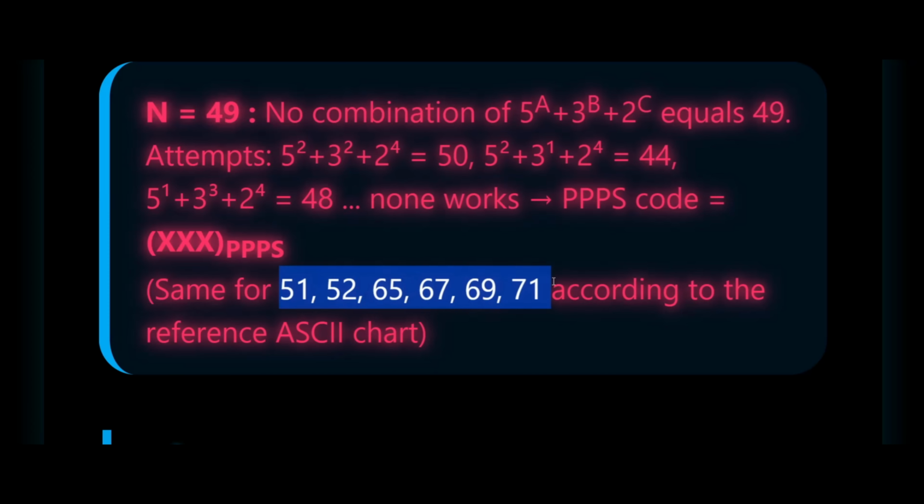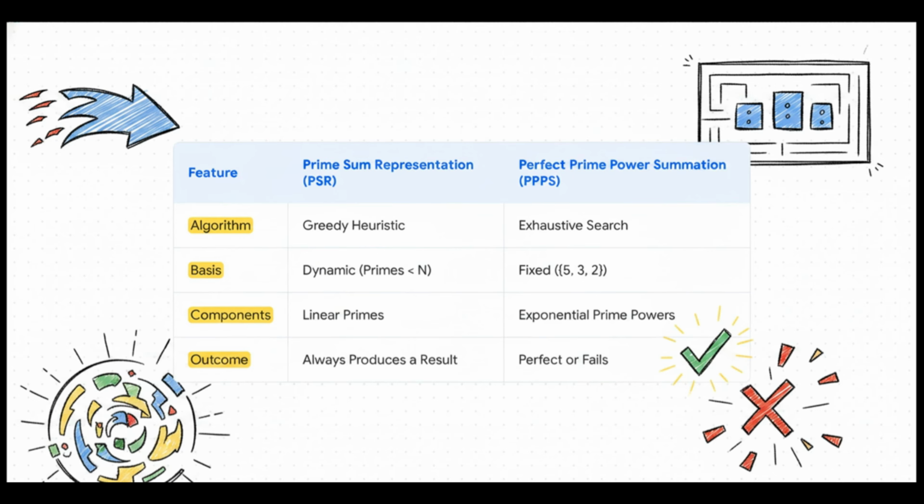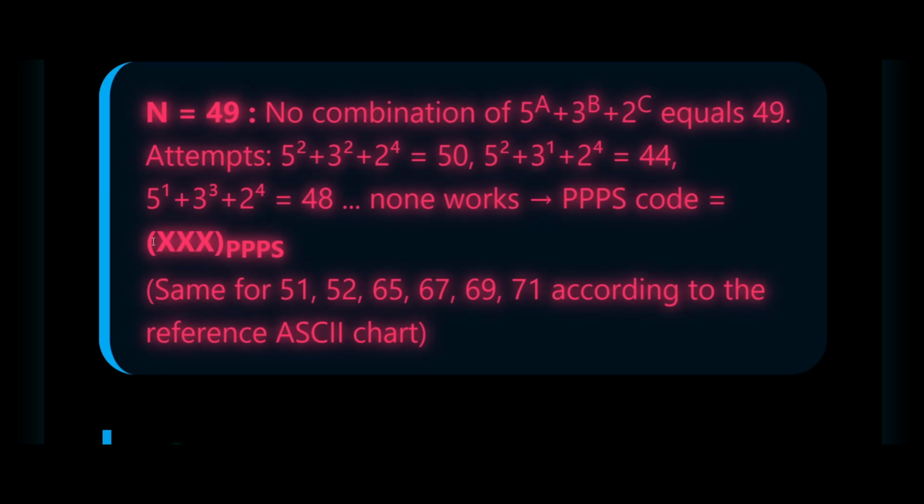So there are more examples here, so we can try other examples from the ASCII chart and we get the same result. So this is an exciting thing, that we don't have some of the values from our ASCII chart. PSR uses that quick, biggest first, greedy method with a custom-made set of primes for every number, and it always finds an answer. PPPS, on the other hand, uses a slow, exhaustive search with a fixed set of prime powers, and sometimes it just fails. We cannot encode into 5, 3, and 2.